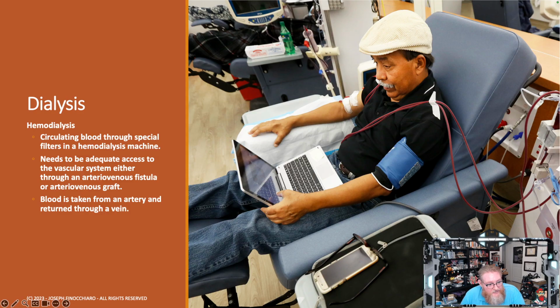Hemodialysis involves circulating blood through special filters in a hemodialysis machine. It needs adequate access to the vascular system, either through an arteriovenous fistula or an arteriovenous graft. Blood is taken from an artery and is returned through a vein.